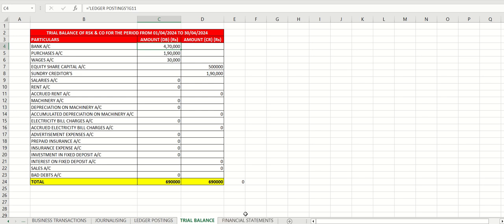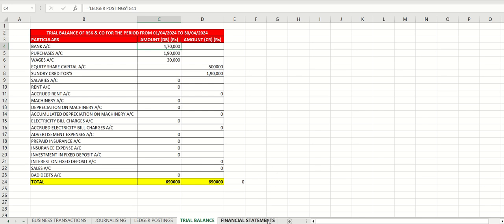Now, the trial balance would match up because as we have been following the double entry system of bookkeeping, the debits shown under the debit side should match up with the credits shown under the credit side. There will not be any discrepancy between debits and credits.